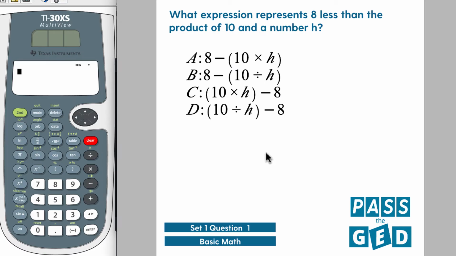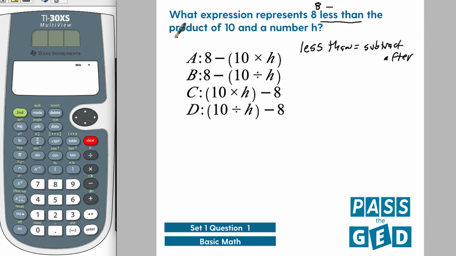Question 1. What expression represents 8 less than the product of 10 and a number h? Okay, let's first take the start of this. What expression? The first thing is expressions have no equal signs. Represents 8 less than. Most people are going to think of 8 less than as 8 minus, or 8 subtraction. But the thing to note about this less than, and this comes up a lot, is that less than actually means subtract after. Okay, subtract after.